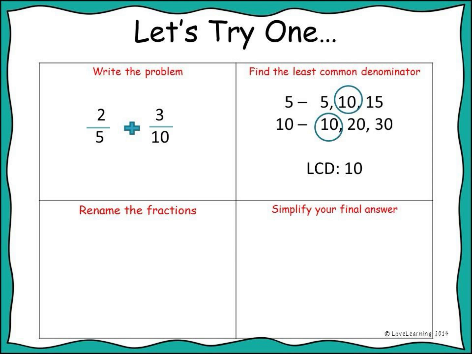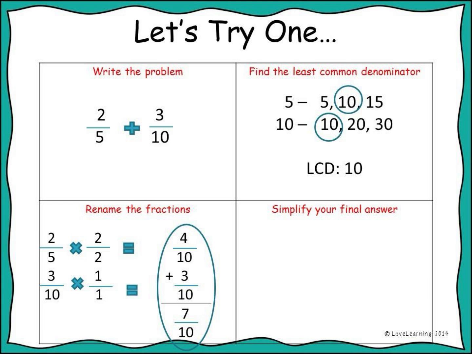So then, in the next box, what you'll do is you will rename your fractions. So you take your two original fractions that you had, and you're going to rename them so that you have 10 in your denominator spot. So you got to ask yourself, how did I get from 5 to 10? I multiplied by 2. Do the same thing to the top. My new numerator is 4, so this is our equivalent fraction part, okay?